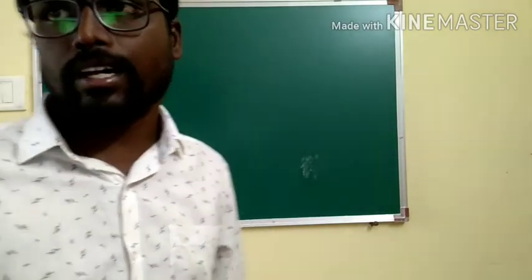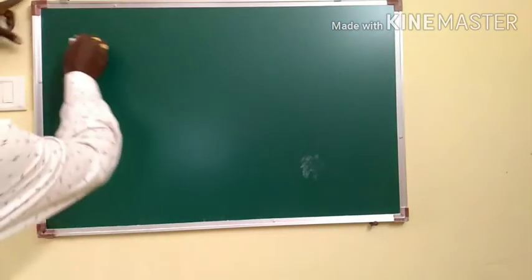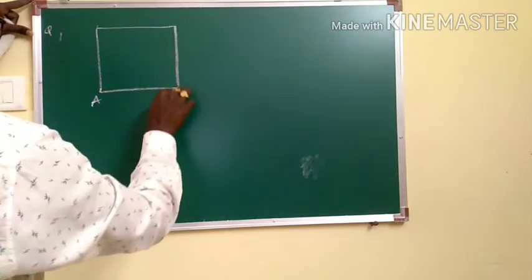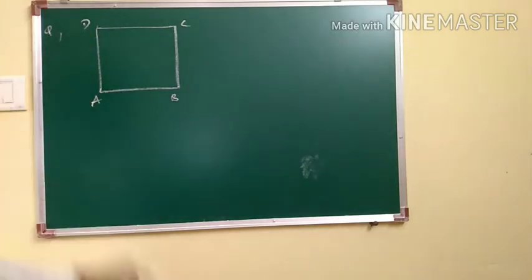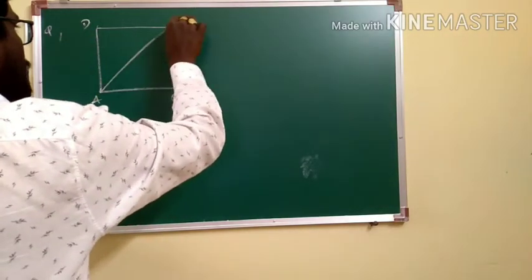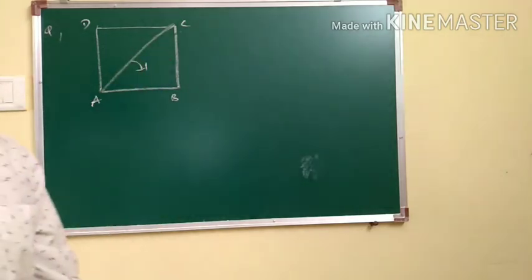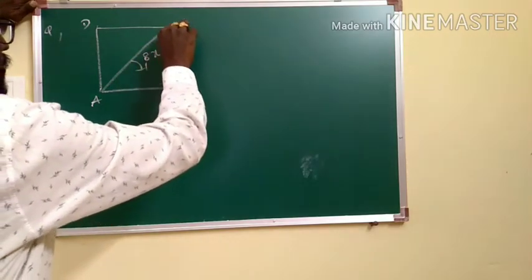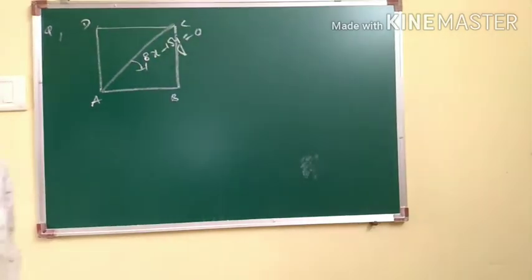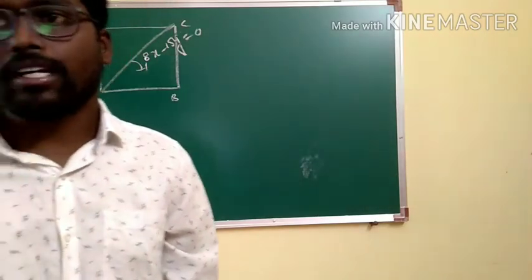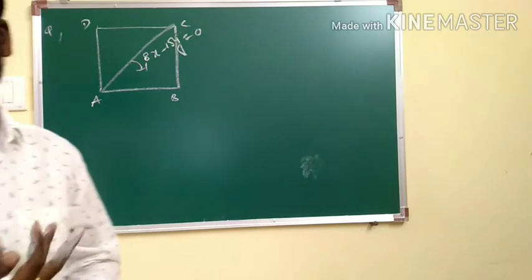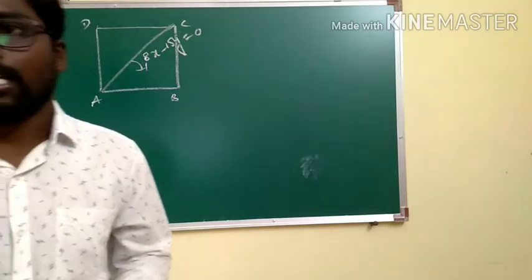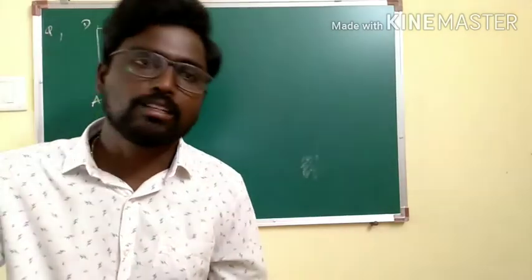If one diagonal of a square is along the line 8x minus 15y equal to 0, and one of its vertices is (1, 2), find the equations of the sides of the square passing through this vertex. Let's say the square is ABCD, and this diagonal I am taking as AC.